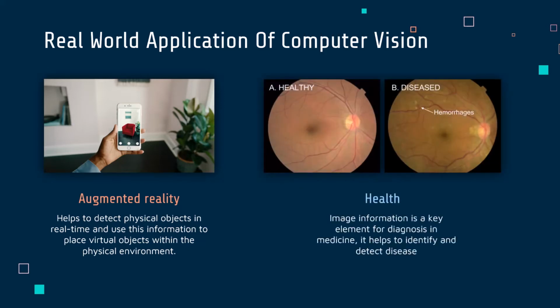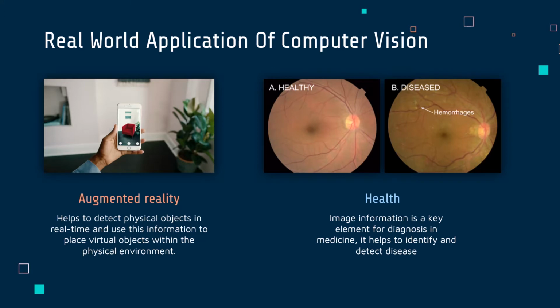And last is health. Image information is a key element for diagnosis in medicine because it accounts for 90% of all medical data. Many diagnoses in health are based on image processing like X-rays and MRI. Computer vision proved its effectiveness during medical scan analysis, and for example, computer vision algorithms can detect diabetic retinopathy, the fastest growing cause of blindness. Computer vision can process pictures of the back of the eye and rate them for disease presence and severity.